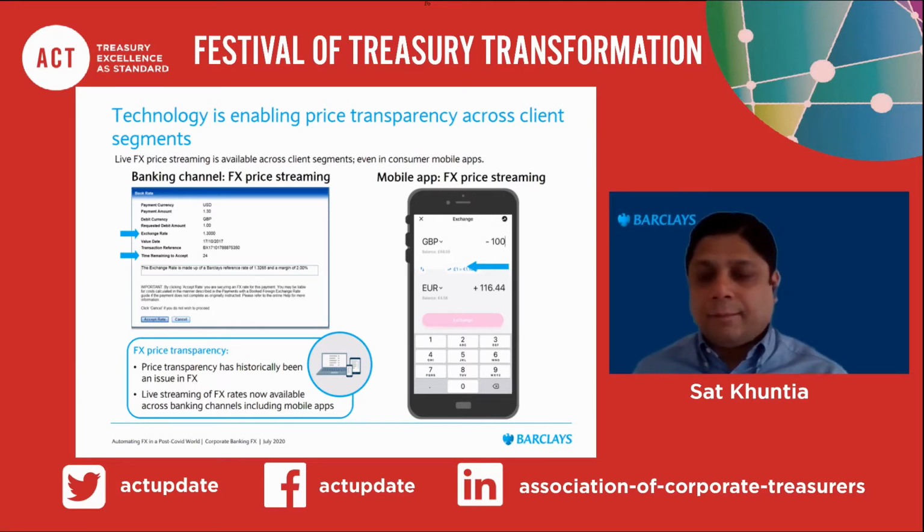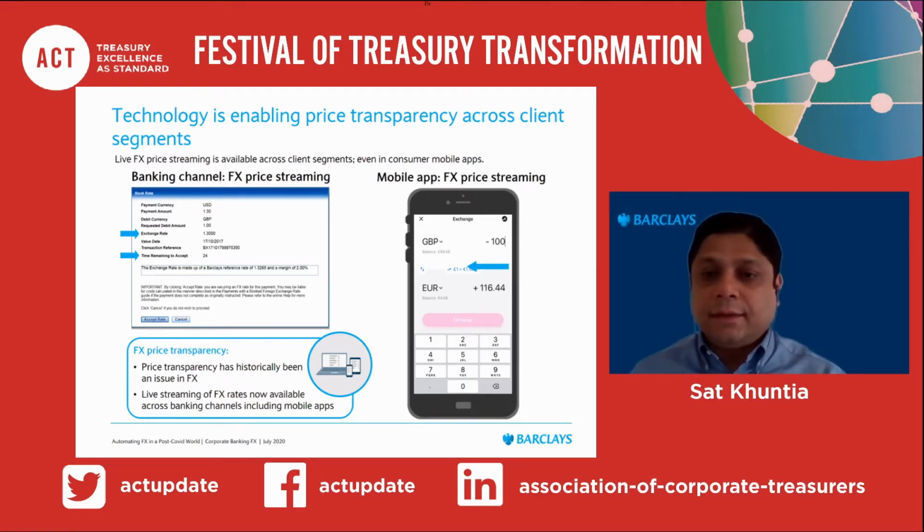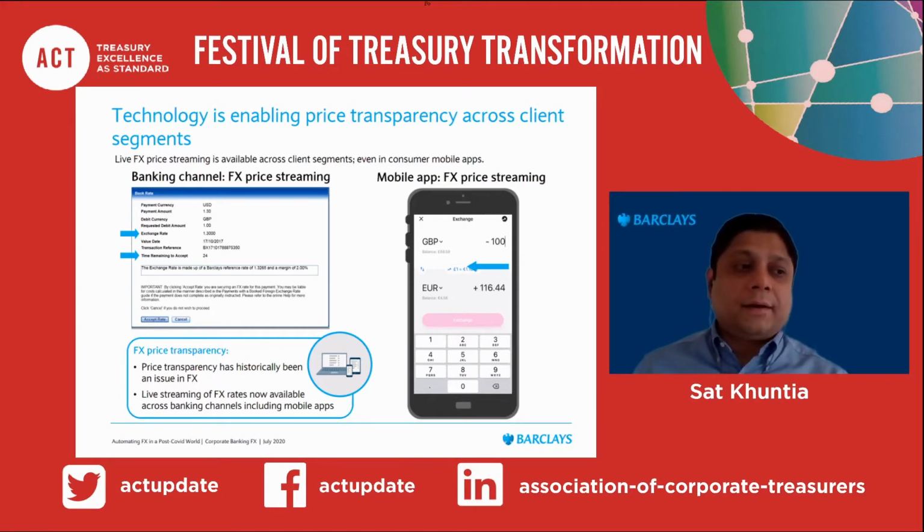Now, I've taken a screen grab from one of the popular FX apps, and you can clearly see that if an individual consumer is trying to make a payment, in this example a sterling euro transaction, they're able to see the FX rates. They can compare it. They can just Google it. They can compare it, and they can see whether the rates being made available to them are attractive to them or not. So that's the kind of price transparency that's happened in the consumer space as well.